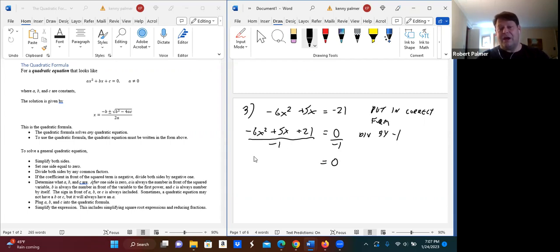This changes all our signs. This becomes then 6x squared minus 5x minus 21 is equal to 0. And now this is in a form that's best to work with. So once again, pick everything. So a is the coefficient in front of x squared, which is 6. B is the coefficient from the single variable term, in this case negative 5. And C is the coefficient by itself, which is negative 21.